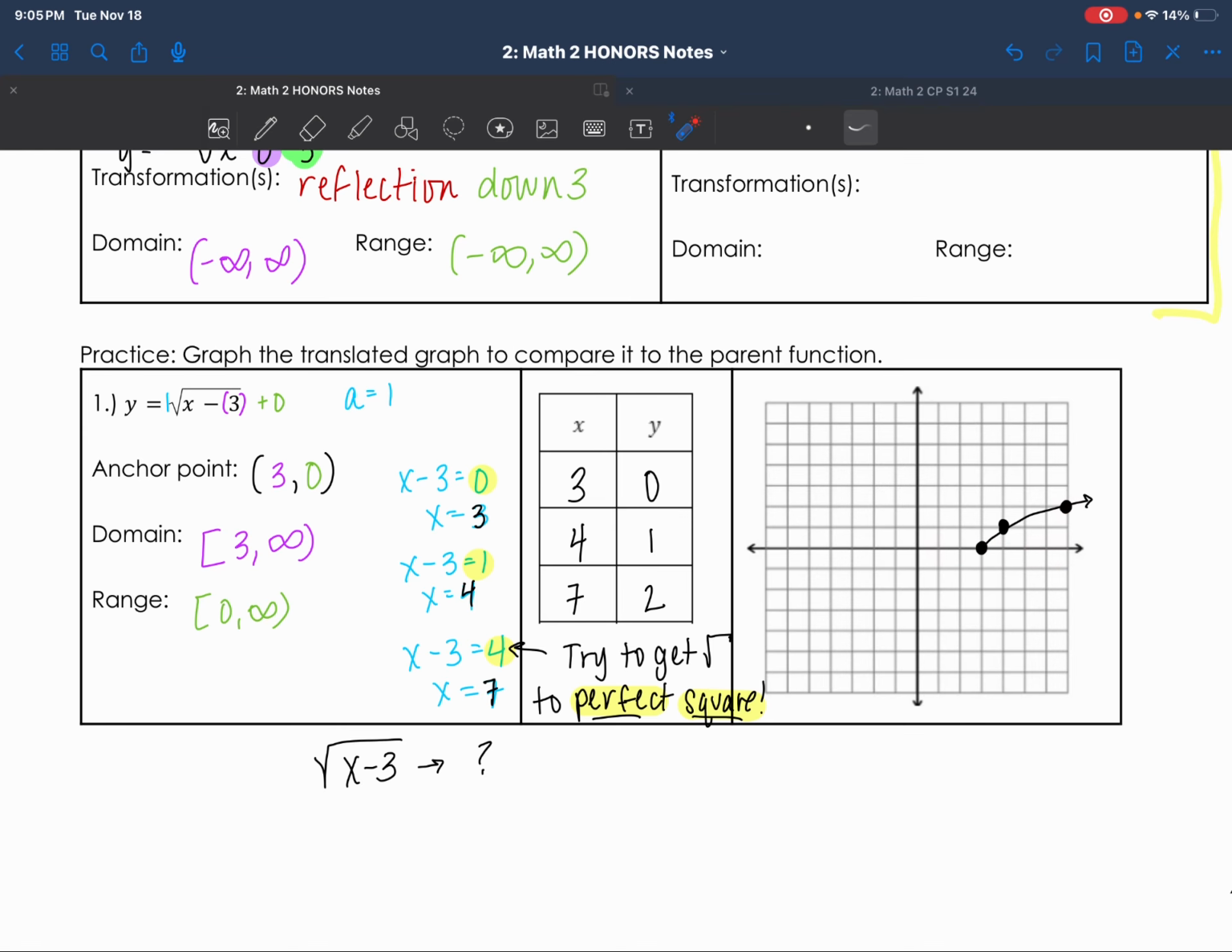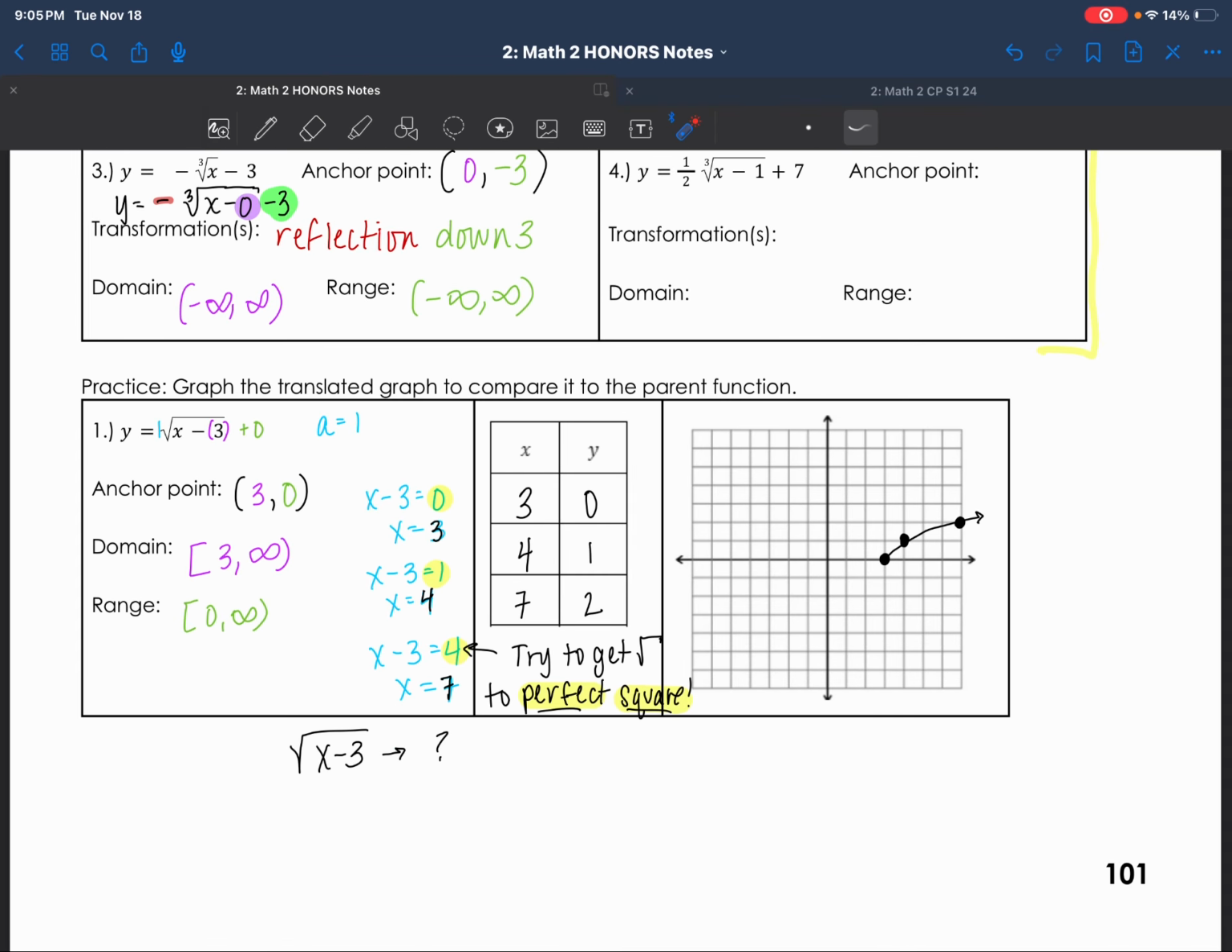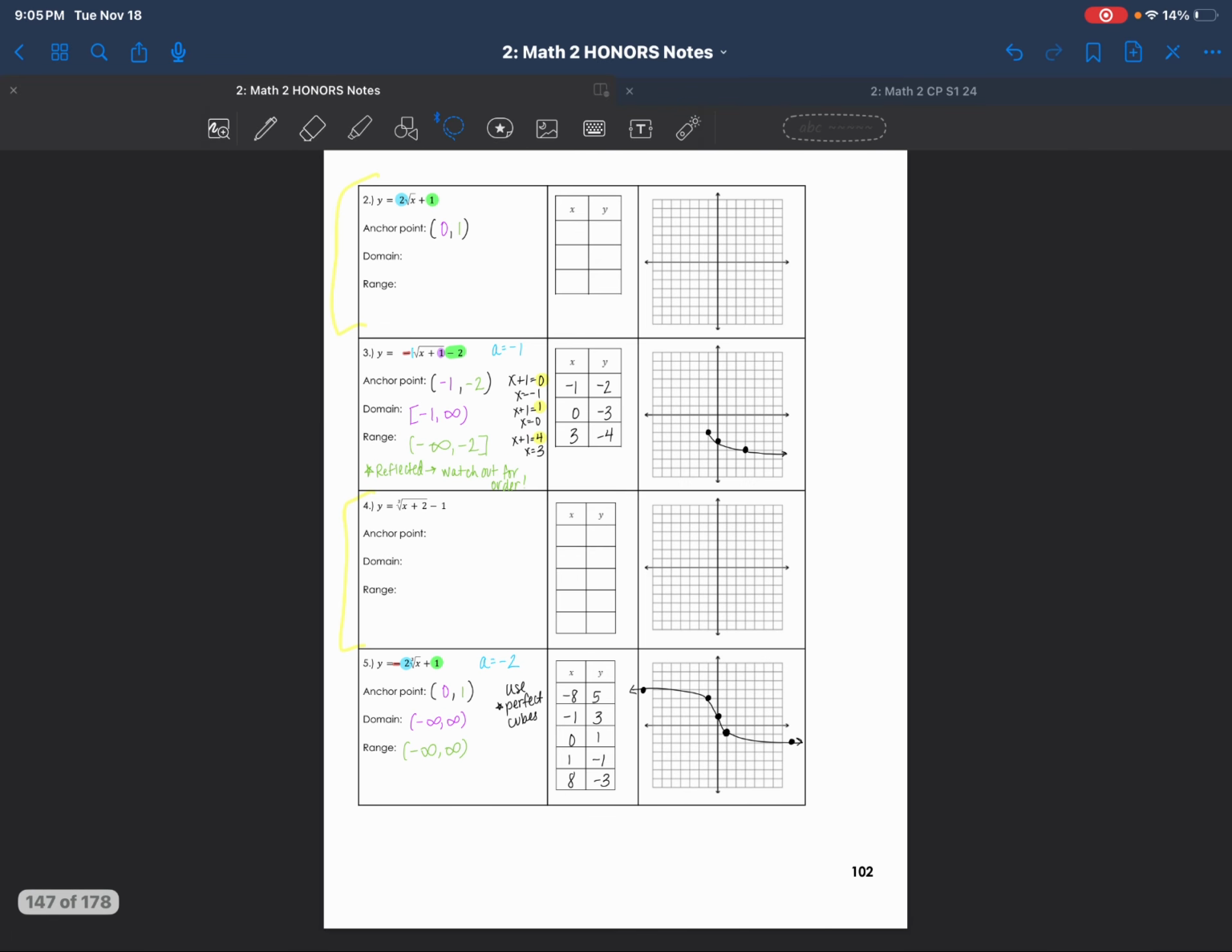Yep, up 2. Okay, so now go ahead, this is your anchor point, and then make sure you show an arrow off to the side because it is continuing on. All right, I'm going to move this under here just so that way it goes with the information.